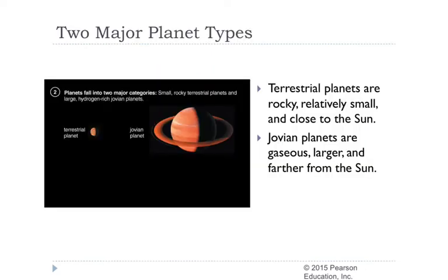So two major types of planets that we have. Terrestrial planets, which are small, close to the sun, made up of rocky materials. And then we have Jovian planets, which are very large, further away, made up of gas.